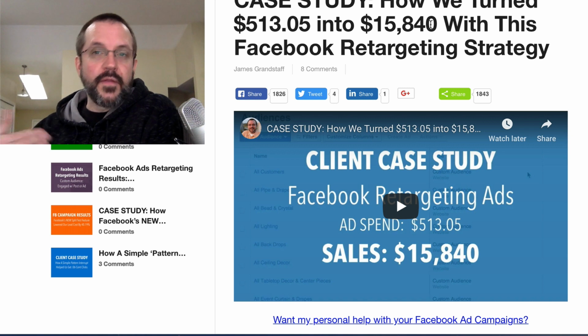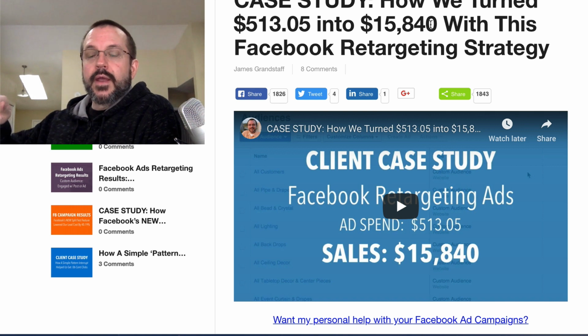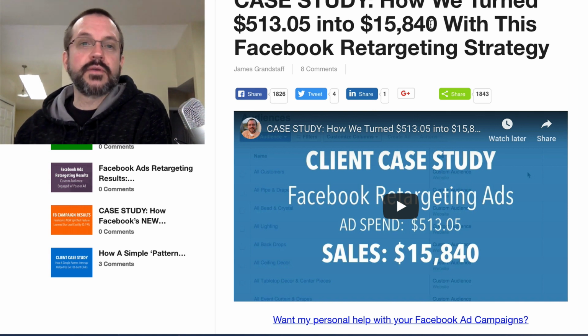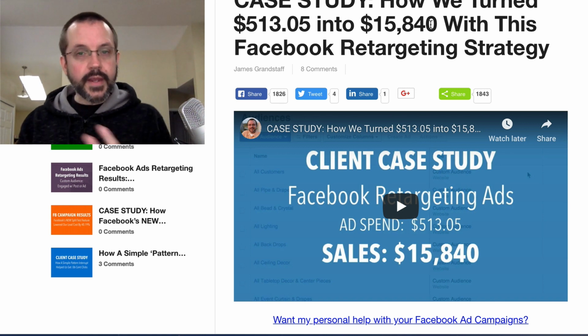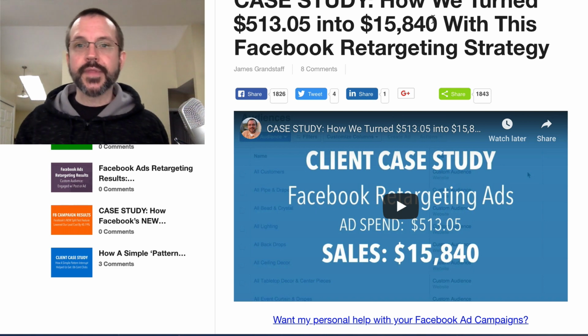Overall, what ended up happening month after month is we were spending about $1,000 a month on retargeting ads specifically, and bringing in $30,000 in sales. So he was getting 30 times his return on investment from retargeting. Again, cold traffic didn't convert. So this was all retargeting on Facebook.